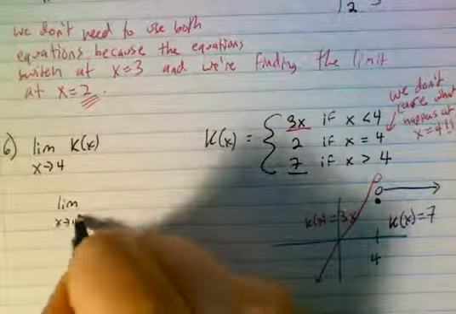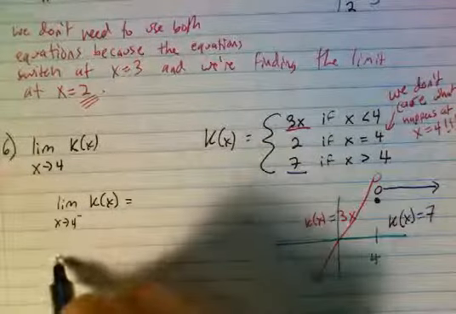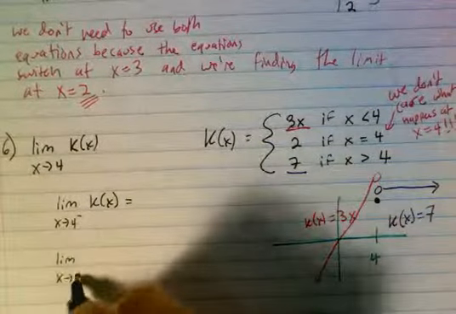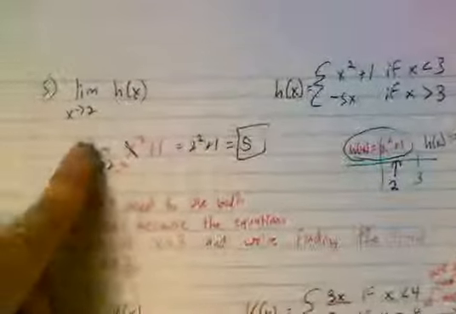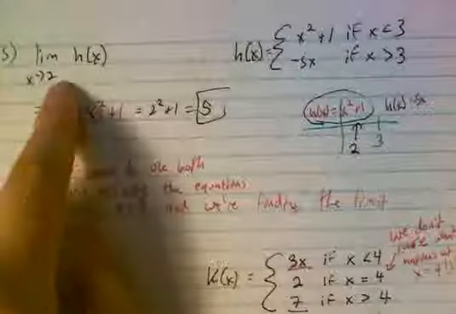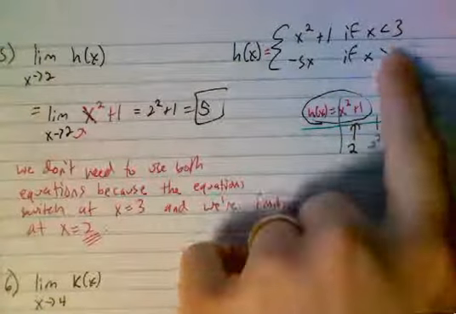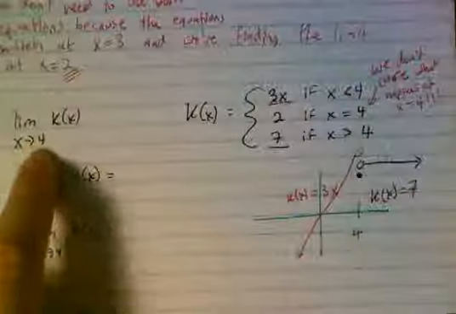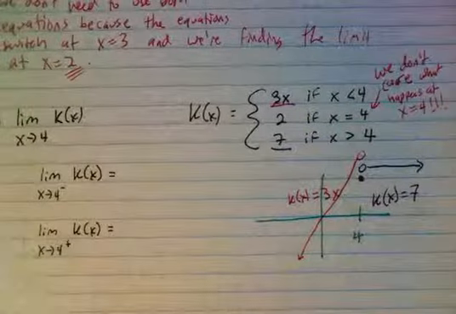When we have an overall limit, we have to do the limit as x approaches 4 from the left, and the limit as x approaches 4 from the right. The only reason we didn't do that up here was because the number that we were finding the limit at was not the same as these numbers here. Here, the number we're finding the limit at is the same as these numbers here. We have to do both of them.